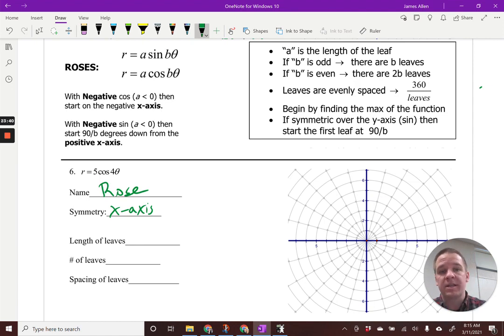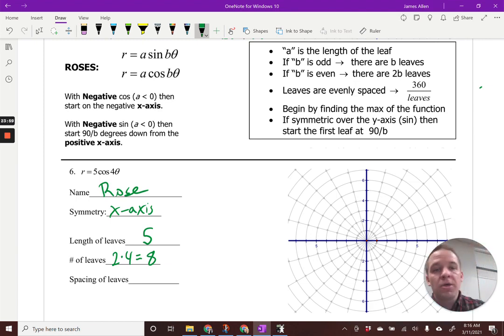Now my length of the leaves. Well, let's look at our notes here. A notates the length of the leaf, so that would be a length of 5. Number of leaves: if B is odd, there are B leaves, and if B is even, there are 2 times B. Well, 4 is an even number, so 2 times 4 equals 8 leaves or petals.